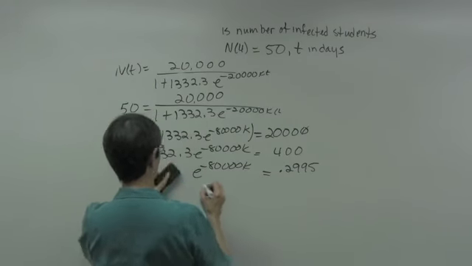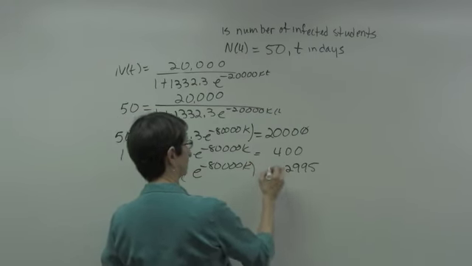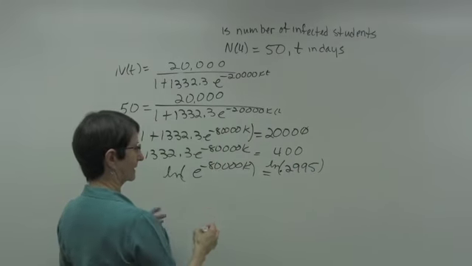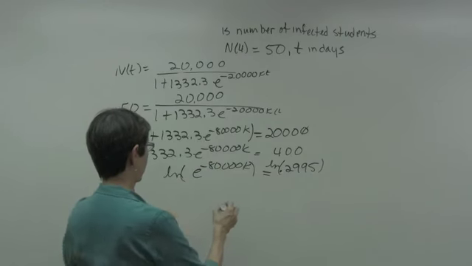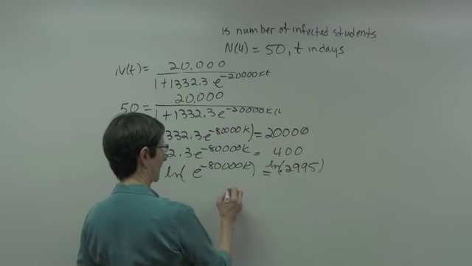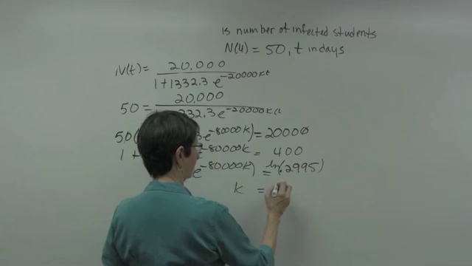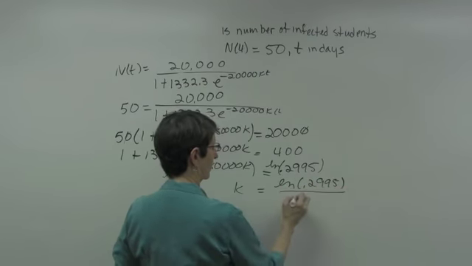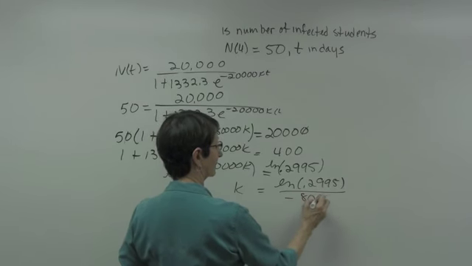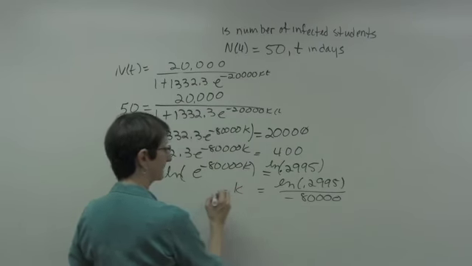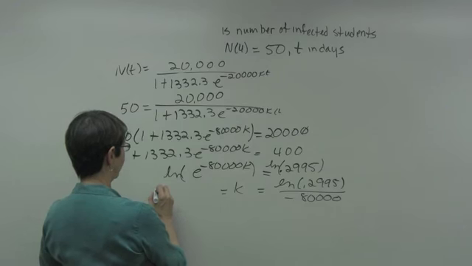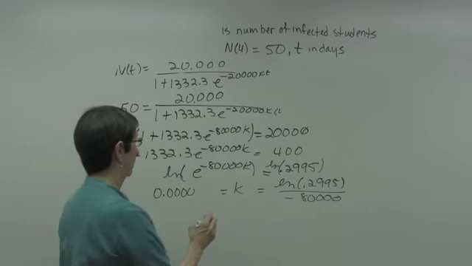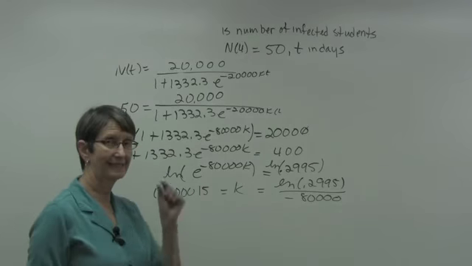And do the divide by 80,000. K would be ln of 0.2995 over negative 80,000. And K ends up being 0.000015 with some digits, about 0.0000123415. K is a tiny little number.